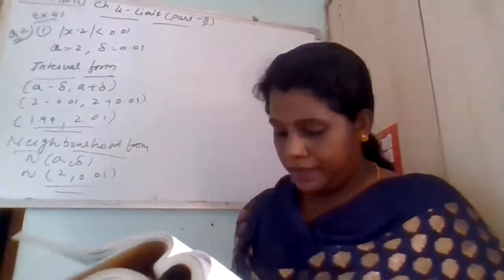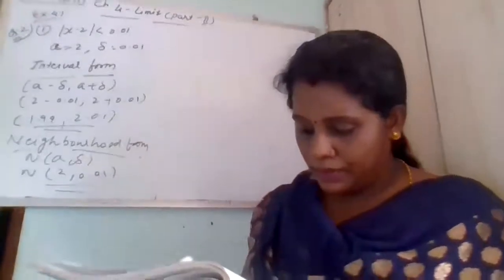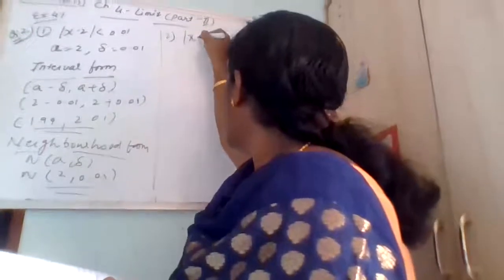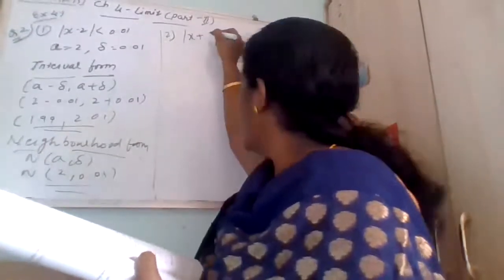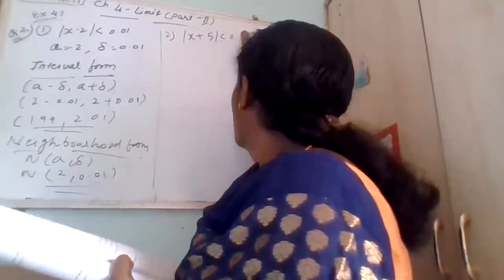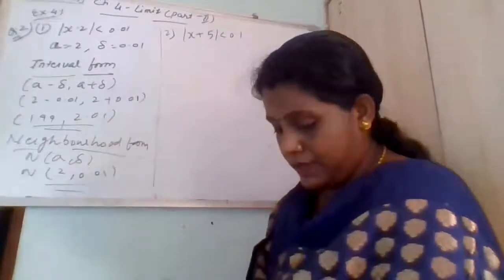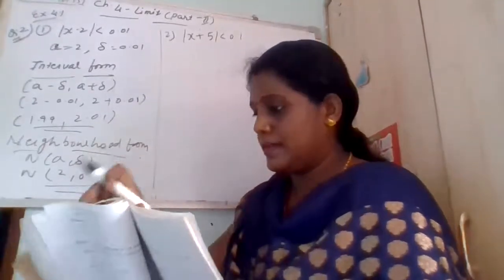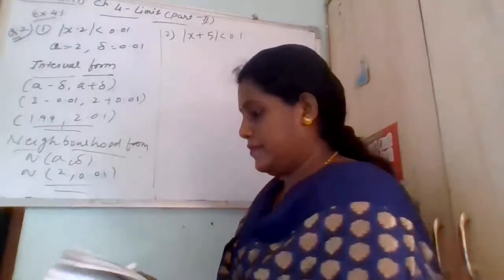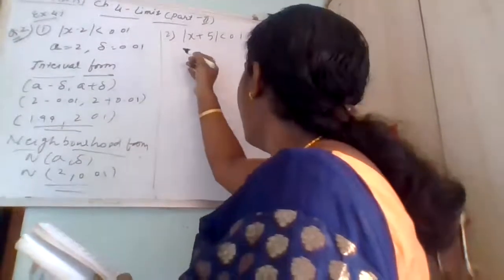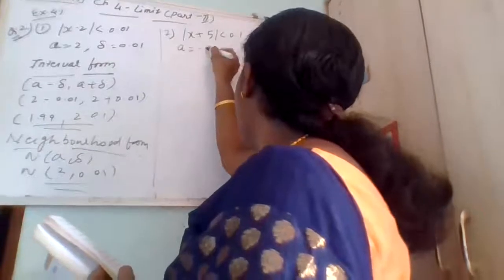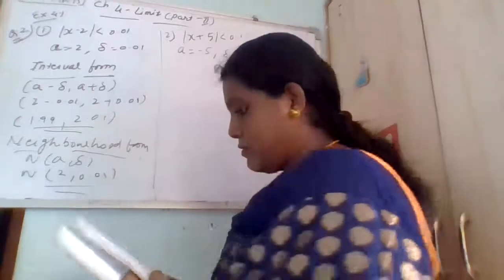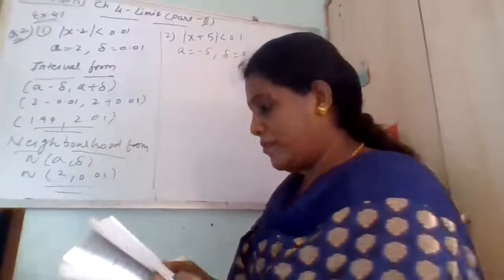Now the second one, see, the typical sums I will do. The second one is modulus of x plus 5 less than 0.1. Right? So this is the question given.